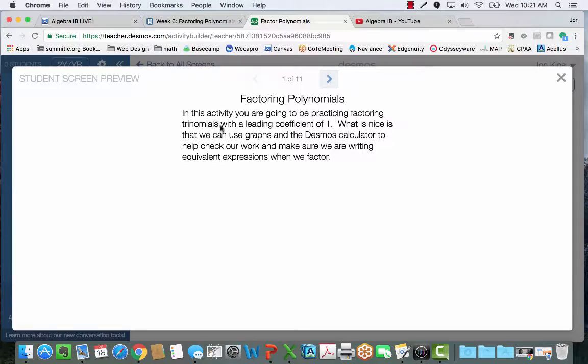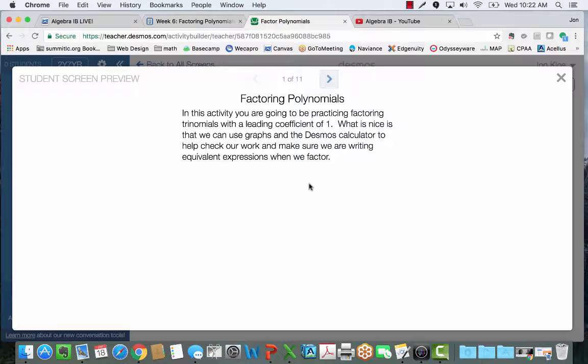So in this activity, you're going to be practicing factoring. Last week you should have done the multiplying one, and we used graphs to know if you multiplied correctly. This one we're just going to go in reverse. I'm going to give you a trinomial with a leading coefficient of 1, so the easier ones. And I want you to use graphs, use the Desmos calculator, to practice getting better at factoring trinomials.